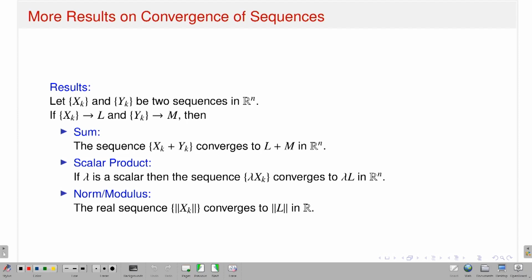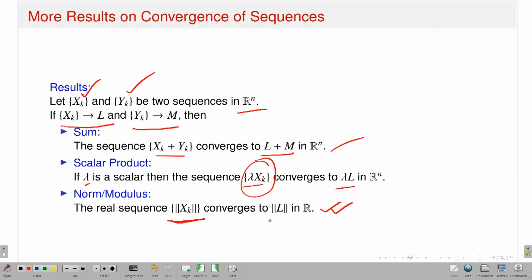So there are some more results on convergence of sequences. If I have two sequences xk and yk in Rn, and xk converges to L, yk converges to M, then the sum converges to the corresponding sum of the limits in Rn. If I take a scalar lambda and consider the new sequence lambda xk, it converges to lambda times the limit of the sequence xk, that means lambda times L. Another nice property is that if xk converges to L, then the norm of xk, which is a real sequence, converges to the norm of L in R.